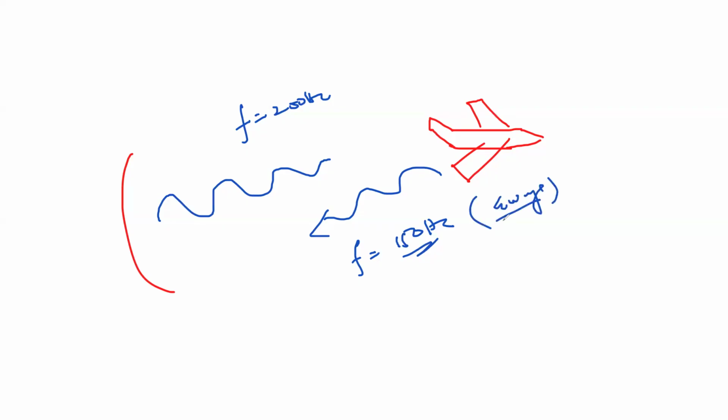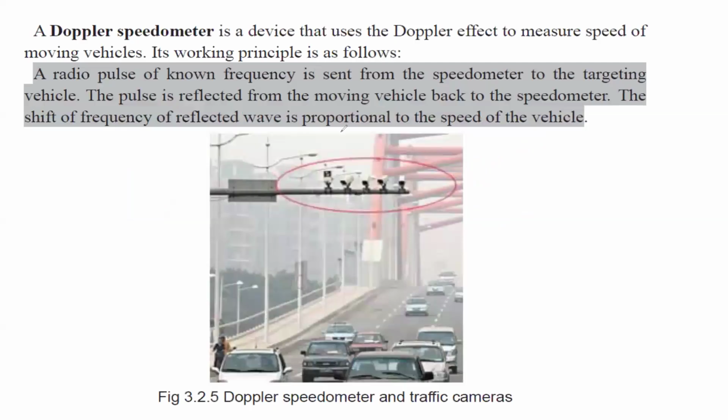So the relative motion of the source and the observer causes a change in the frequency or the wavelength. That is known as the Doppler effect. If we find that the frequency which is bounced back has decreased, it means the object is moving away. But if the frequency has increased, it is moving towards. Is it clear? Speed cameras work on the same principle.